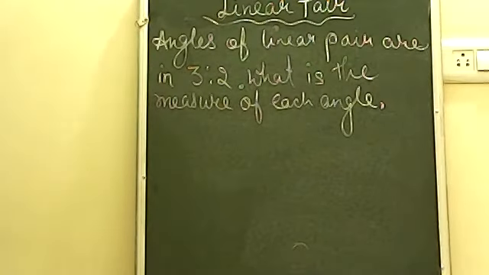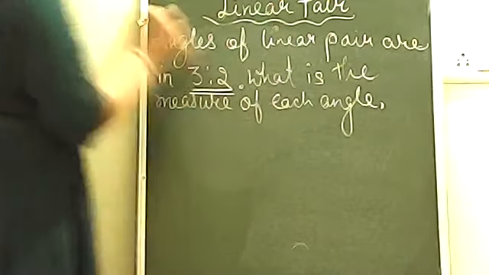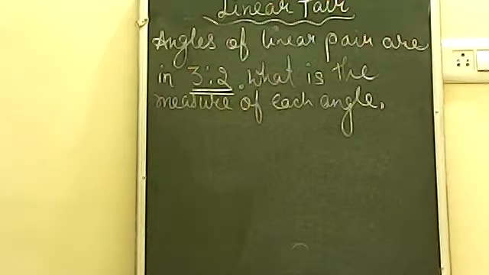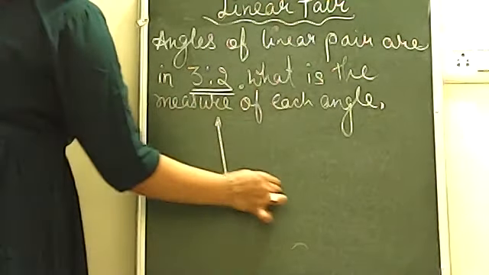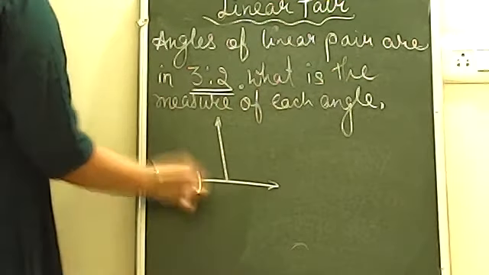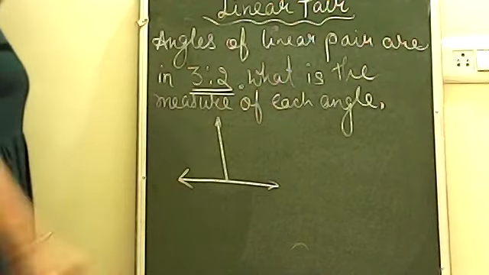The question says that the angles of a linear pair are in the ratio 3:2. See this question, it is not telling us the measurement. Also, we do not know the value of even one angle. Here we know only the ratio. So always remember, as it is a linear pair, let's draw the linear pair. Then it says both the angles are in the ratio 3:2.